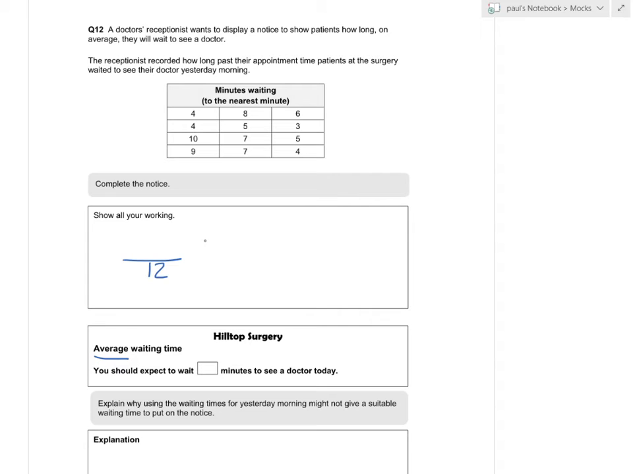4 plus 4 plus 10 plus 9 plus 8 plus 5 plus 7 plus 7 plus 6 plus 3 plus 5 plus 4. That all equals 72. And 72 divided by 12 is 6, isn't it? Yeah, it's 6. So the average waiting time is 6.